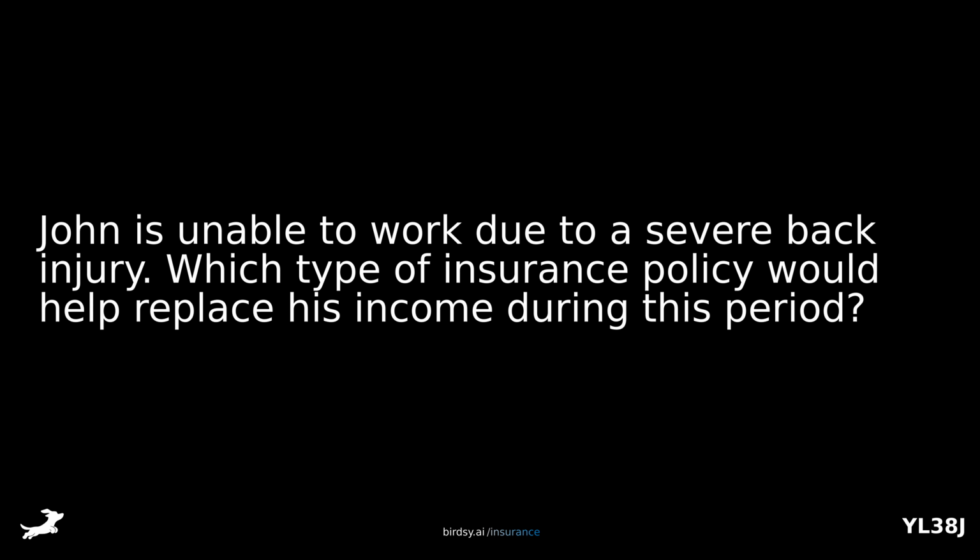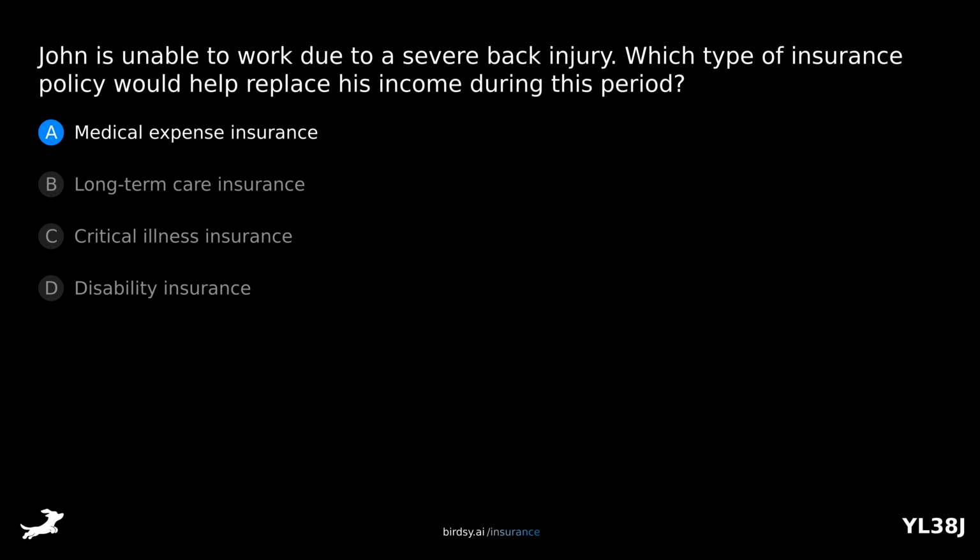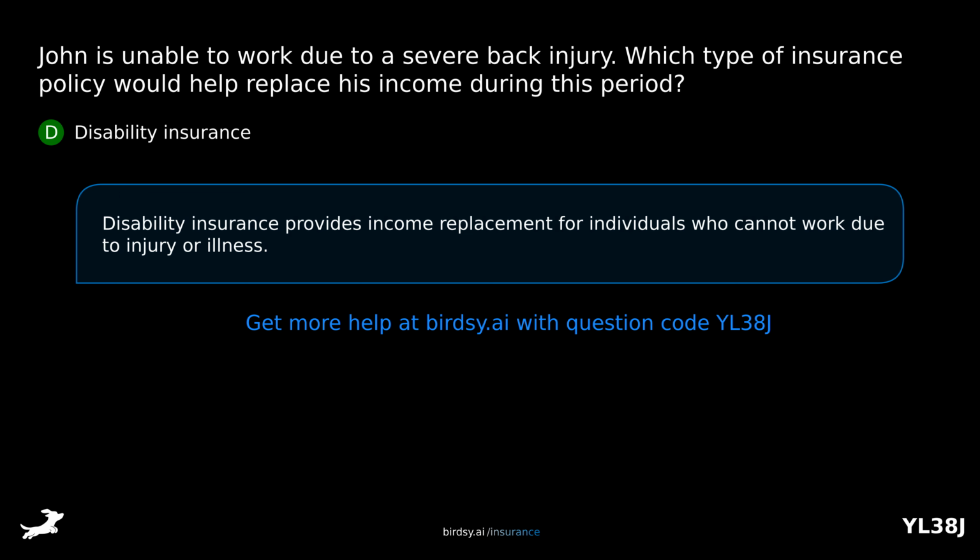John is unable to work due to a severe back injury. Which type of insurance policy would help replace his income during this period? Is it A, medical expense insurance, B, long-term care insurance, C, critical illness insurance, or D, disability insurance? The answer is D, disability insurance. Disability insurance provides income replacement for individuals who cannot work due to injury or illness.